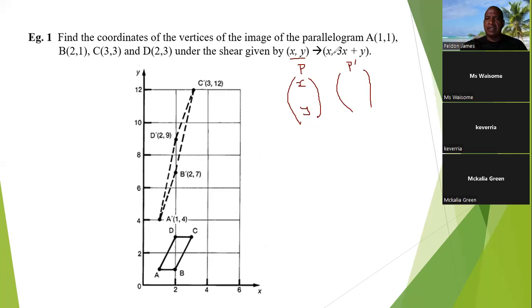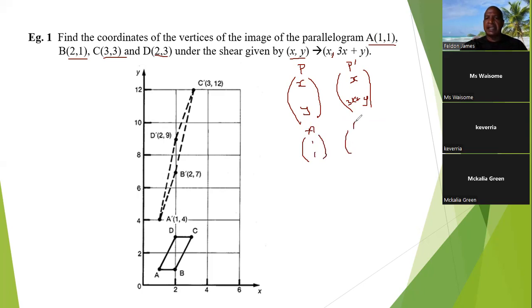Now notice the x value here has not changed, so up here it is still x. But the y value now is 3x plus y. All right, now this is a transformation. How do you work this? For each of these coordinates, you're going to use this transformation on it. So let's say this is your pre-image. For A, the pre-image would be 1, 1, right?